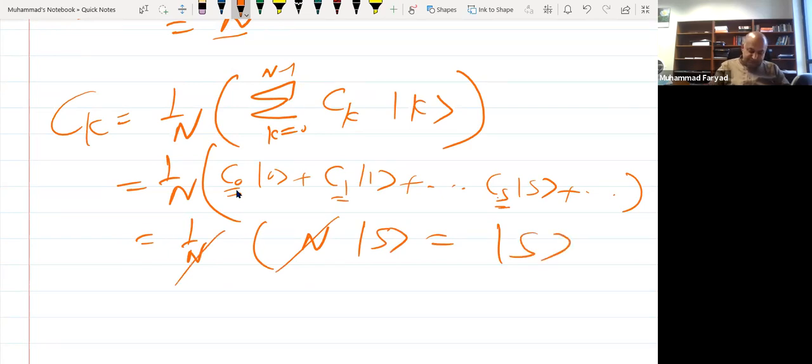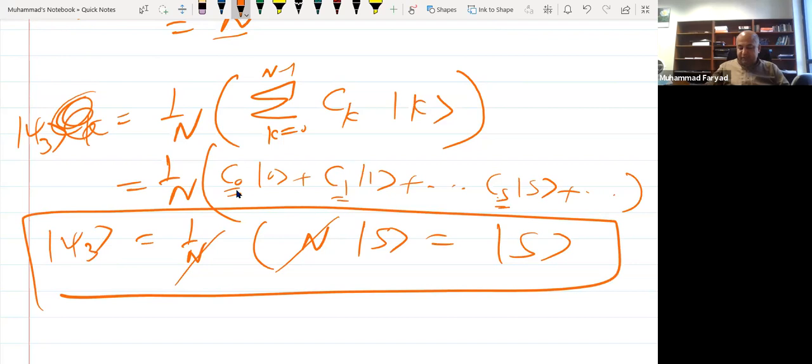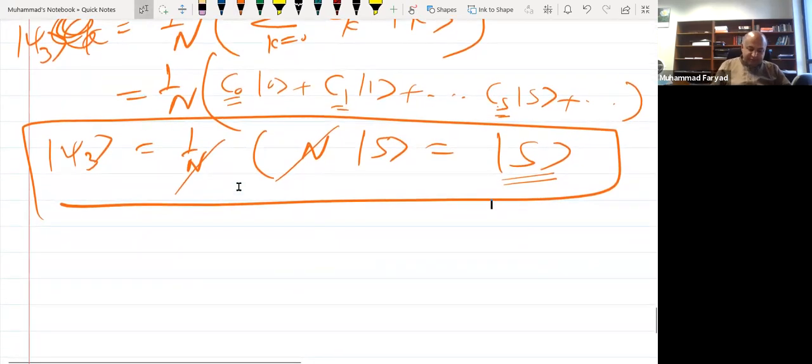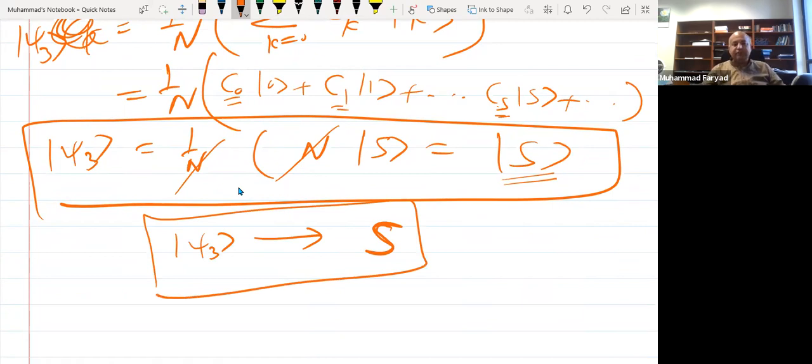Sorry, this is not C_K, this is psi 3. So the state at the output is the bit string state S. So when I measure it, after measurement, this will give me the secret bit string S. That's why the Bernstein-Vazirani algorithm can give you the secret bit string in a single operation.